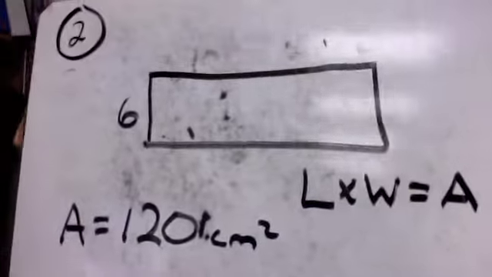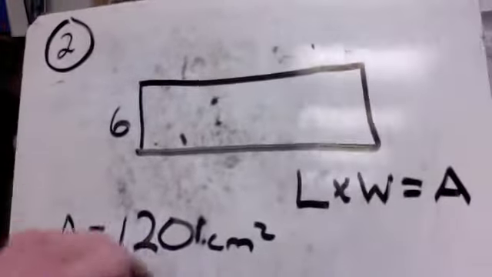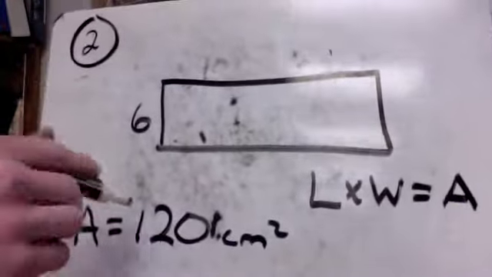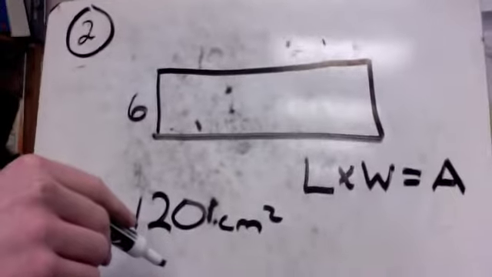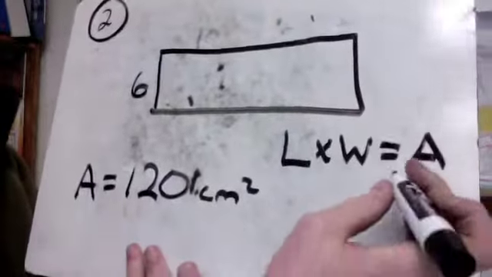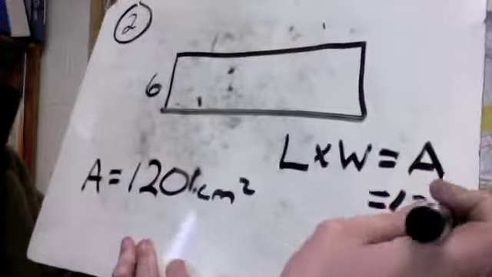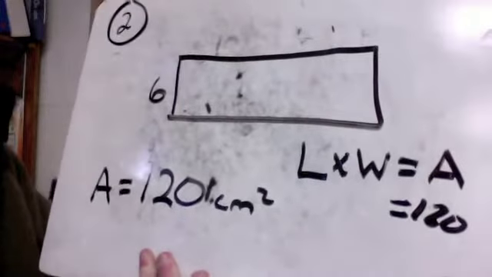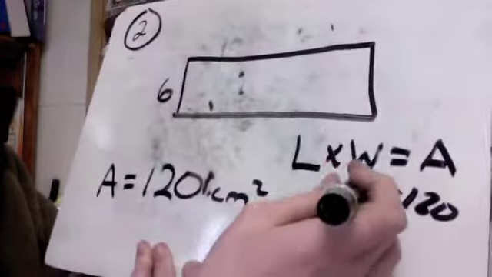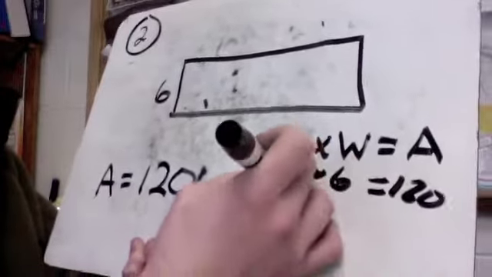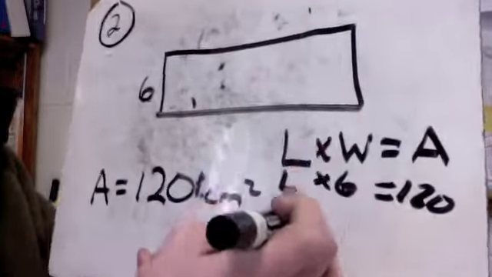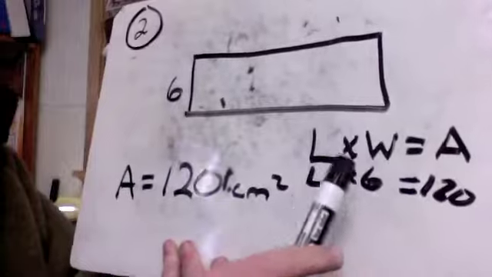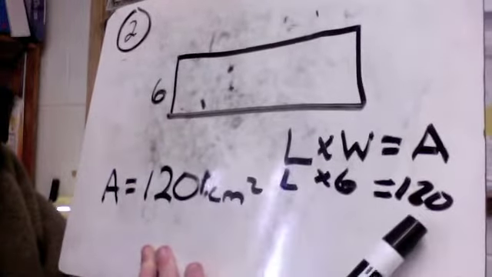Alright, for number two, we got a rectangle, and we know that the short side is 6. They already give us the area, which is 120. So with our formula here, we know that the equals should be 120 because that's what the area is. The width is going to be 6 because that's the short side. And then we've got the length. So we just need to figure out basically what times 6 equals 120.